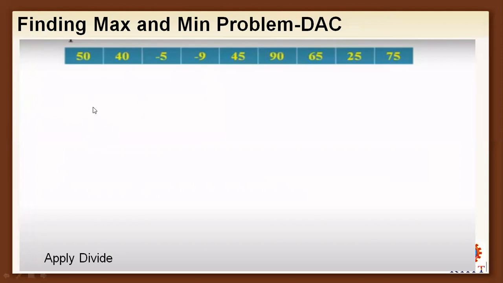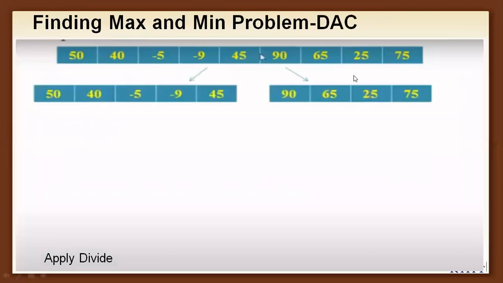Here, the array has 9 elements: 1, 2, 3, 4, 5, 6, 7, 8, 9. So the mid element is 5. That means the first 5 elements are considered as one sub-array, and the remaining 4 elements are considered as another sub-array. So the given array is partitioned into two sub-arrays: this is the left sub-array, this is the right sub-array.